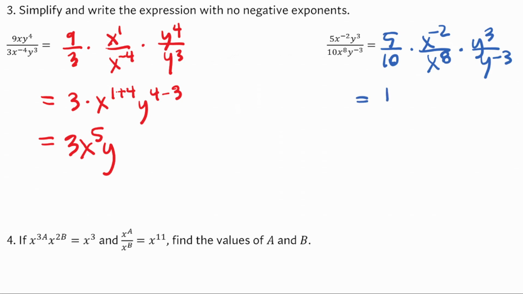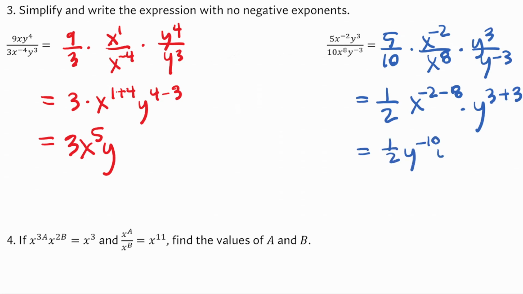And 5 over 10, that's the same as 1 over 2. This would be x to the negative 2 minus 8 times y to the 3 minus negative 3. So that would be 1/2, x to the negative 10, y to the positive 6. But it said no negative exponents, so that's 1 y to the 6th over 2x to the 10. And that has no negative exponents.